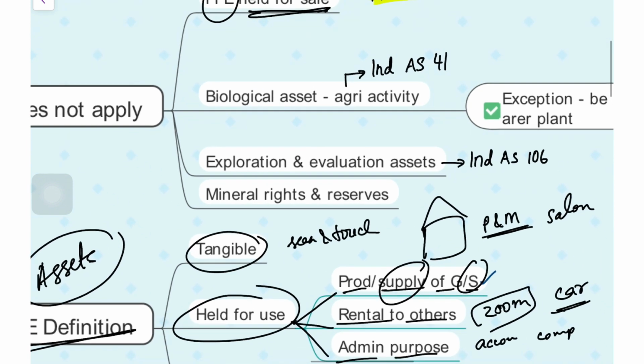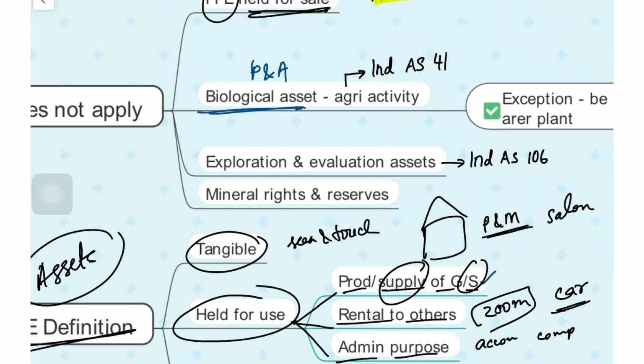Okay, and then the next is biological asset which is used in agricultural activity. So what is a biological asset? Biological assets means the plants and animals. Plants and animals are what are biological assets. If such plants and animals are used in any agricultural activity, then in such case they will not come here. They will go under IND AS 41.